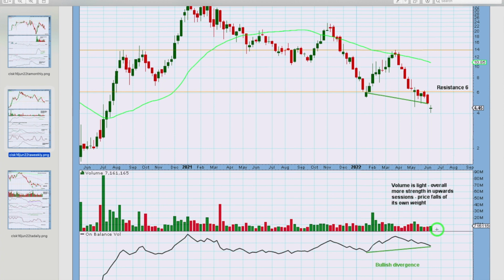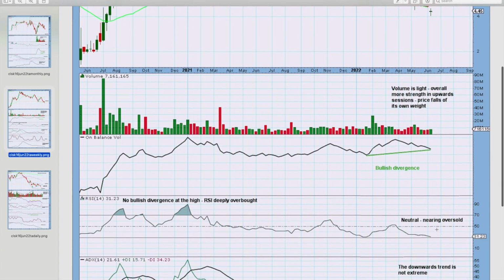So price is falling mostly of its own weight, which is a shorthand way of saying price could be falling due to a lack of activity from buyers, and it can do that just as easily as it can from increased activity from sellers. And it can continue to do that quite quickly for quite a long distance.